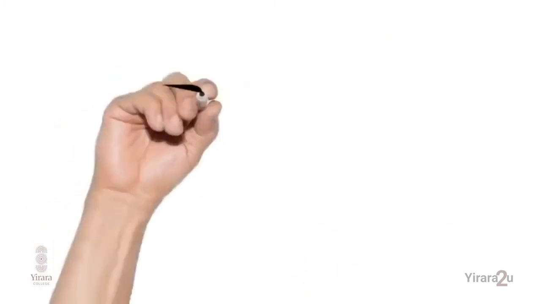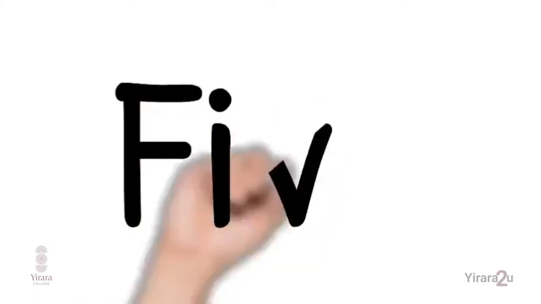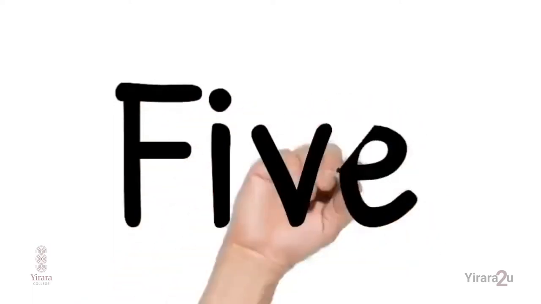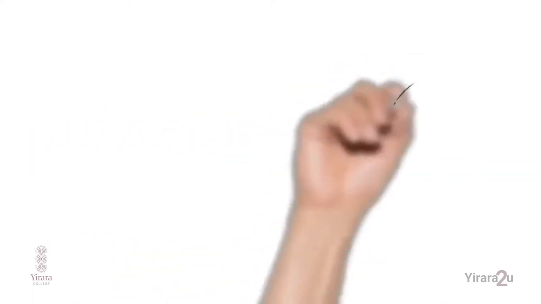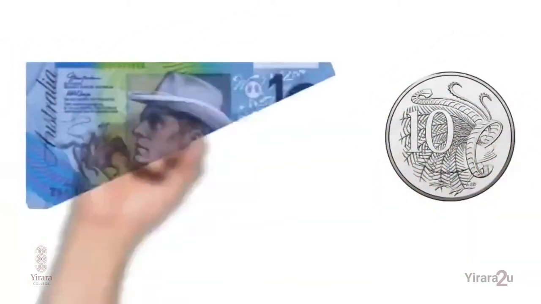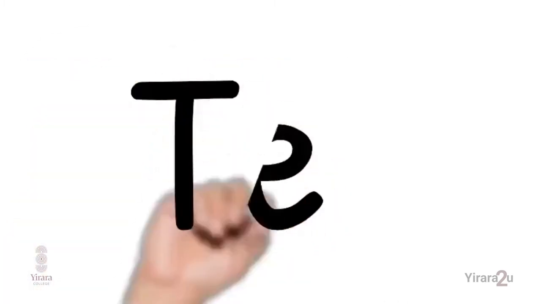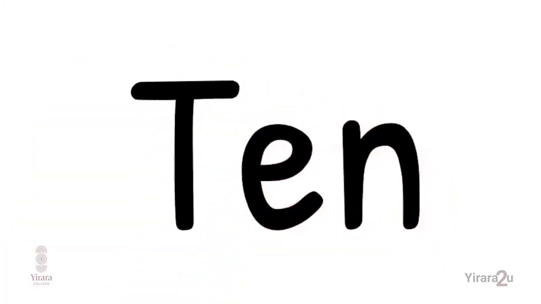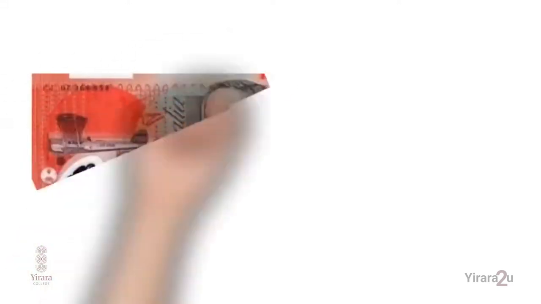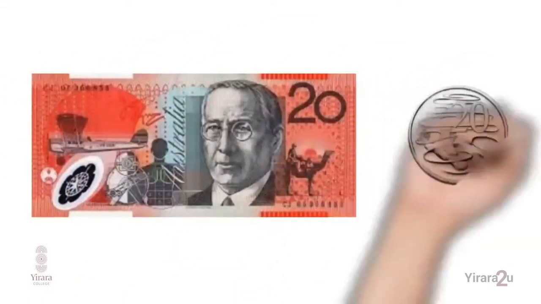We spell that F-I-V-E, five. The next one is the number 10, as seen in our 10 cent coin or $10 note. Let's spell it T-E-N, 10. We also have a 20 for our $20 note and 20 cent coin.